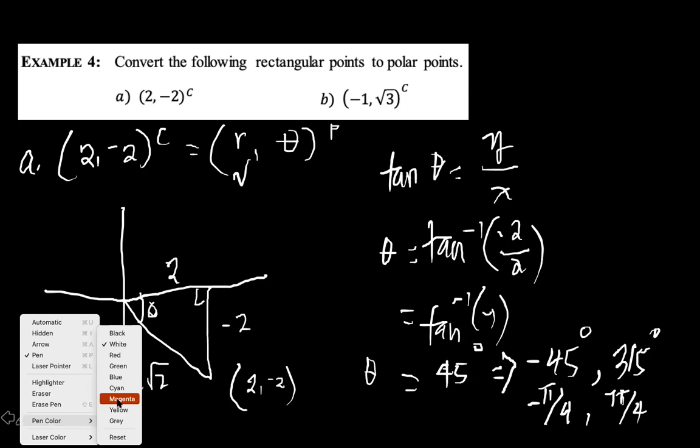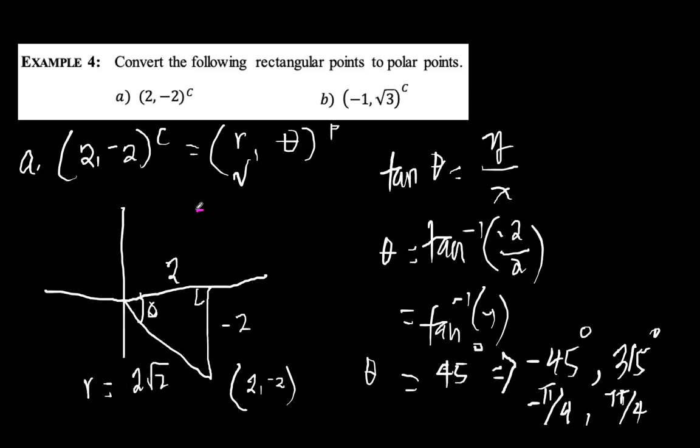Let's make use of a different color. So the coordinates 2, negative 2 in rectangular form is equivalent to a polar point with radius 2 square root of 2, and theta is equal to negative pi over 4, or it could also be expressed as 2 square root of 2 and 7 pi over 4.